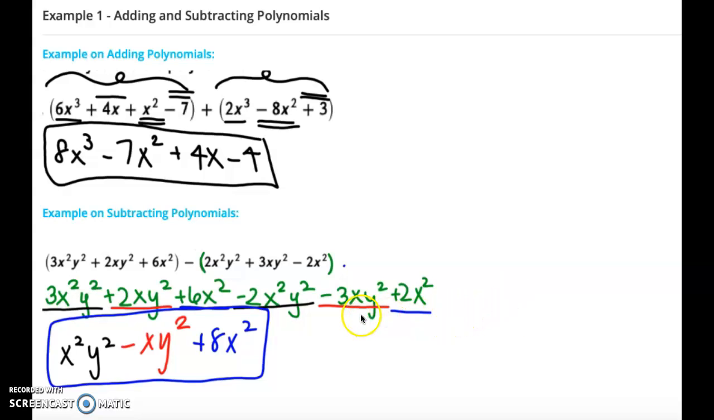Combining like terms, you have more variables here. Everything must be the exact same thing. So this is x squared y squared. This is just xy squared. So they're not like terms. Okay, just be careful there.